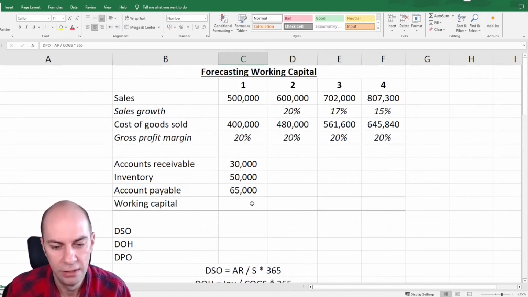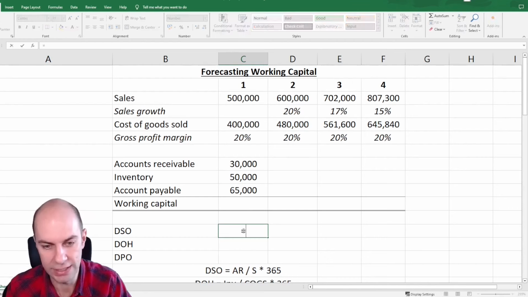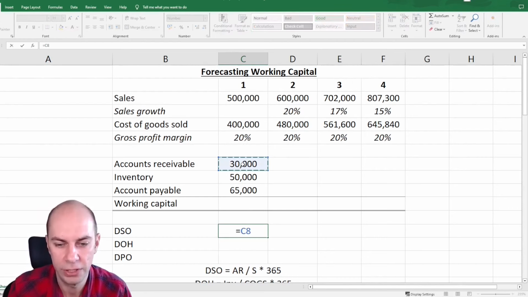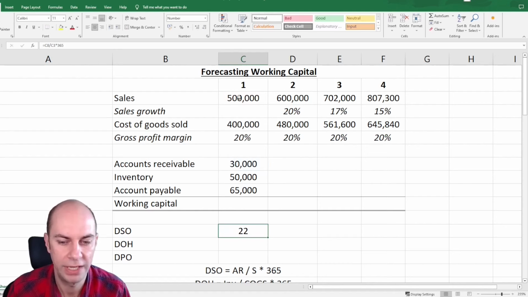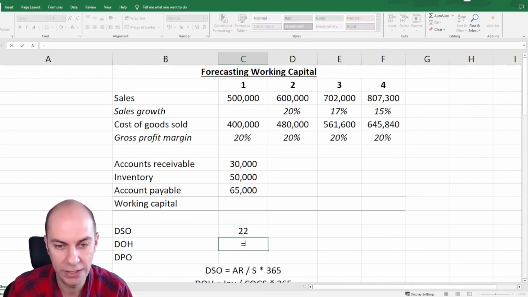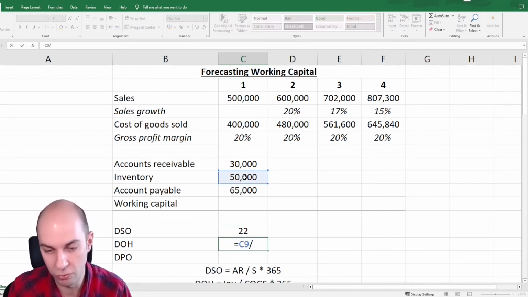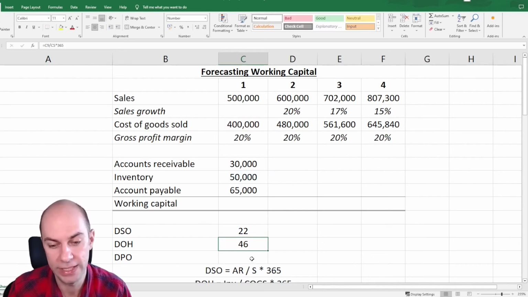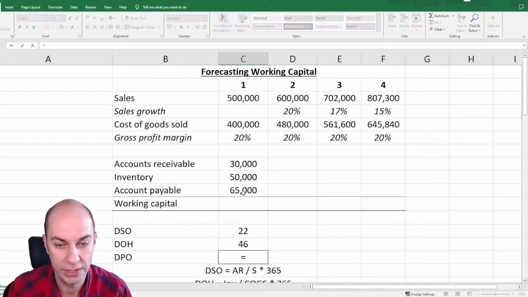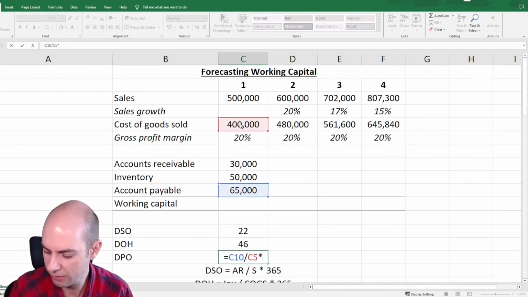So let's get started. For the days sales outstanding, I'm going to take my receivables for year 1, divided by my sales, and then multiply by 365. Okay, and that's going to give me 22 days. So I'm waiting for 22 days before my customer pays me from the time of making the sale. Now, for DOH, I'm going to take, of course, inventory as a percentage of cost of goods sold and multiply by 365, and that's 46 days there. And for DPO, I'm going to take payables as a percentage of COGS and multiply by 365.